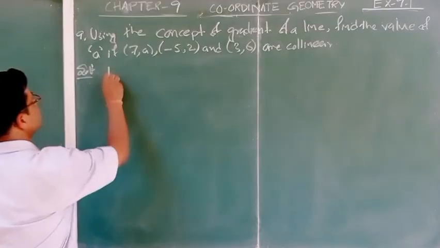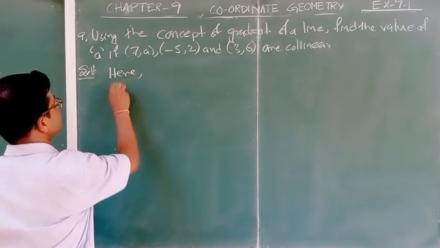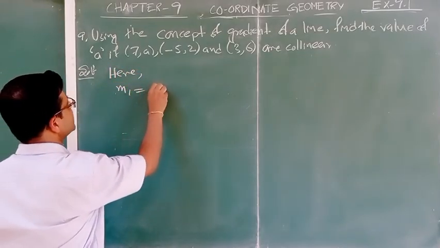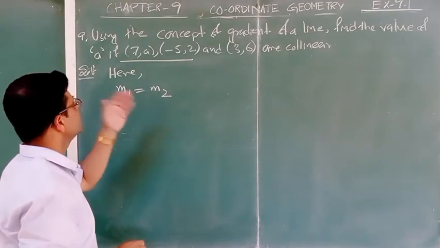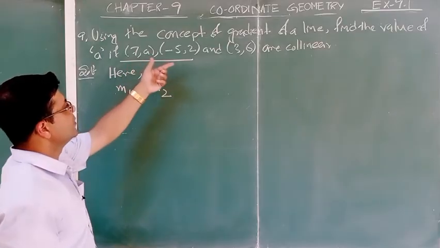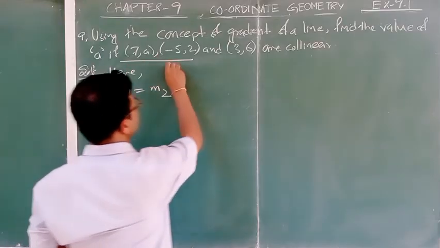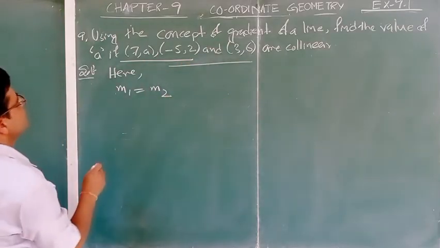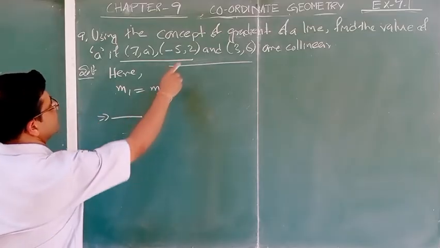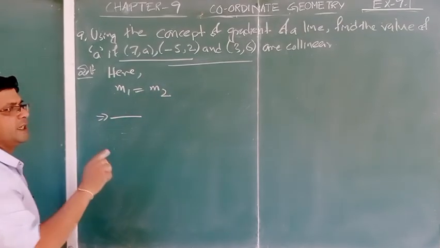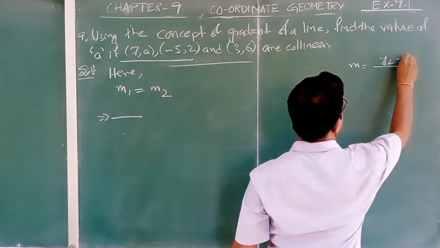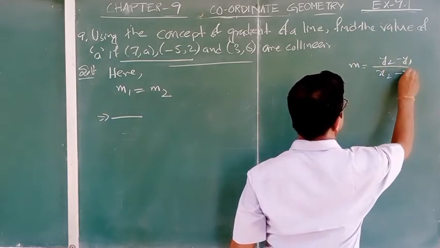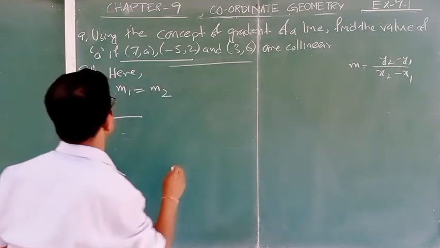So here, what concept? Let us write directly m1 is equal to m2, that is, the gradient of the line joining this is equal to the gradient of the line joining this and this. So what is the formula for the gradient? y2 minus y1 over x2 minus x1. This concept we are applying.